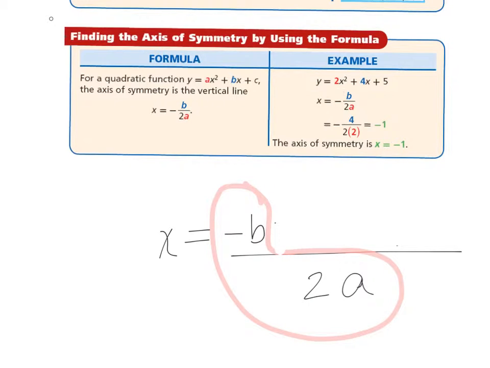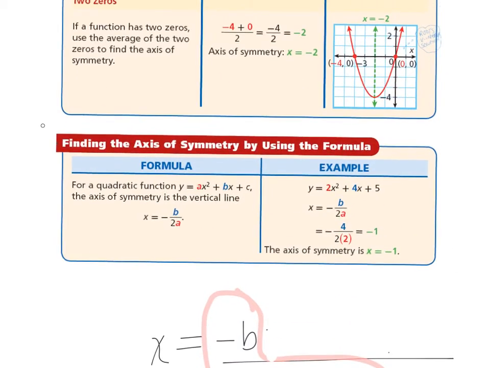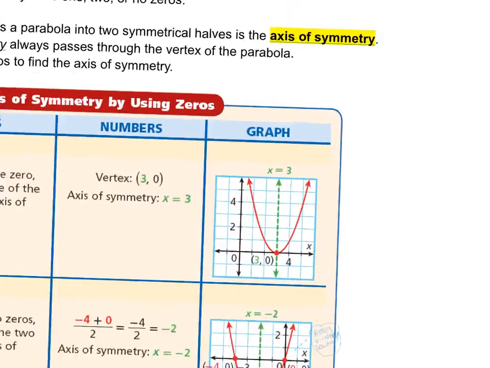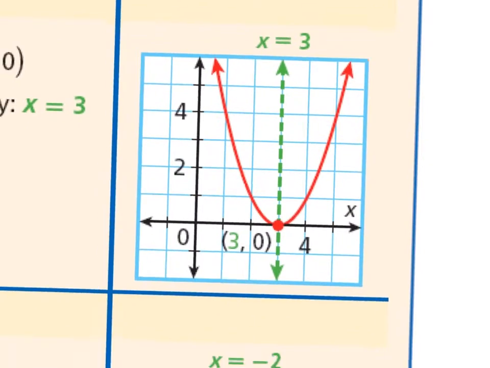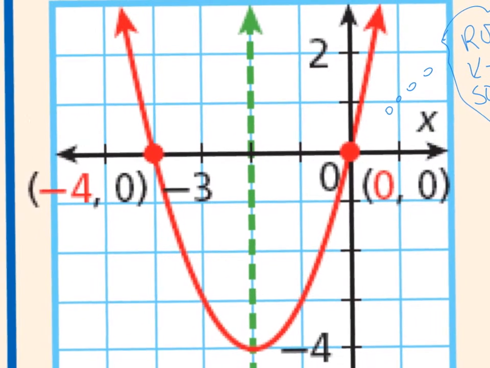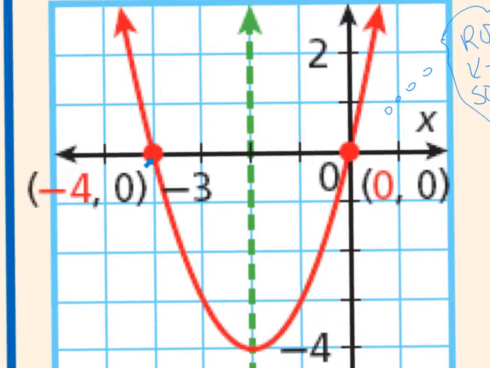And that is simply just substituting a and b into x equals negative b over 2a. So there are three ways of finding the axis of symmetry. Way number one is if the vertex is given to you, you know the axis of symmetry is x equals wherever the vertex crosses the x-axis. Way number two is if you are given two roots. If you go through two points on the x-axis, the average or the middle is the axis of symmetry.